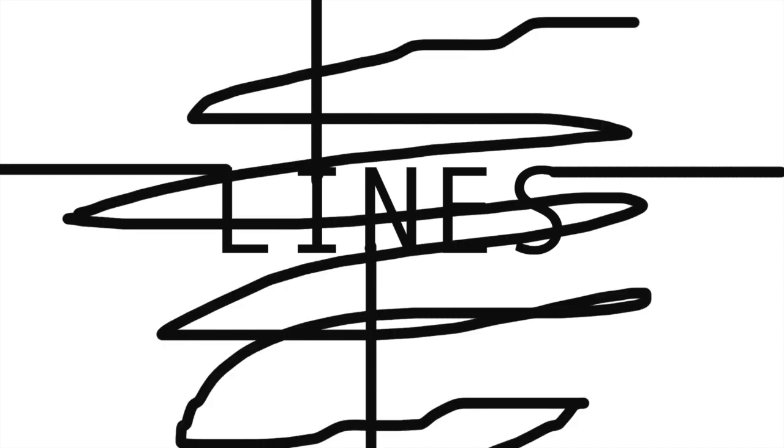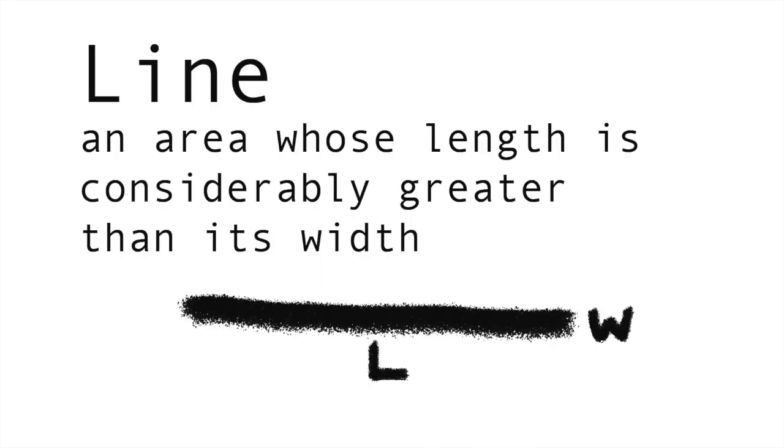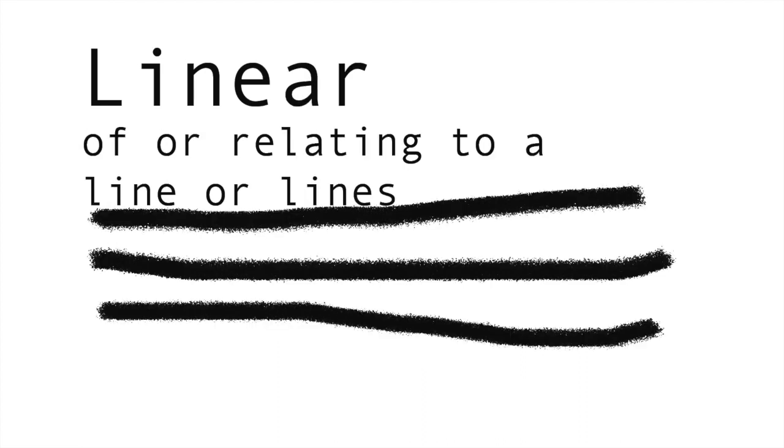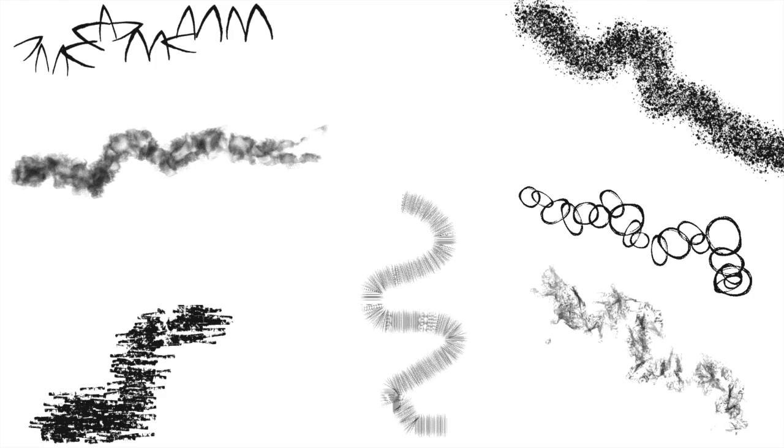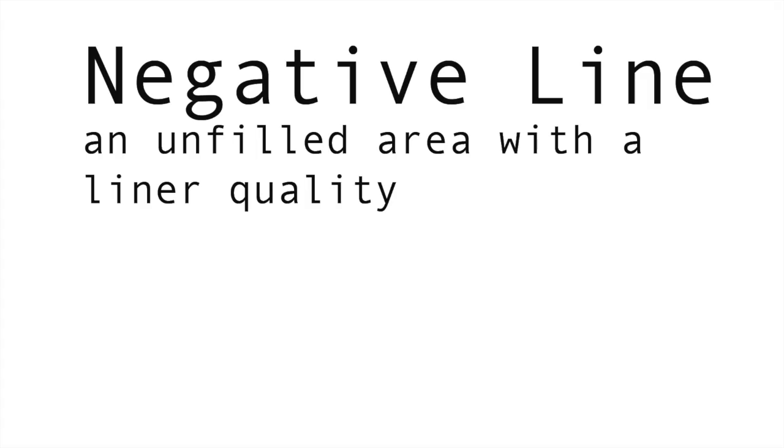So, what is a line? A line is a shape whose length is considerably greater than its width. Linear is relating to line or lines. There are many different kinds of lines, and in this video we will go over just a few. Negative lines are typically an unfilled area with a linear quality.